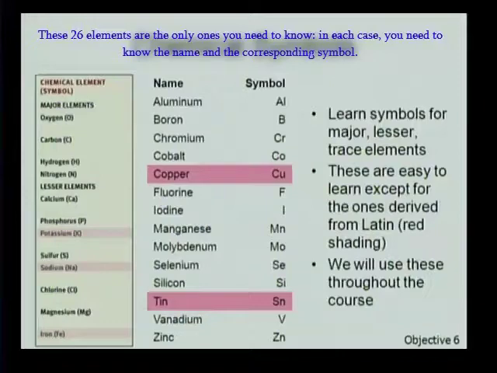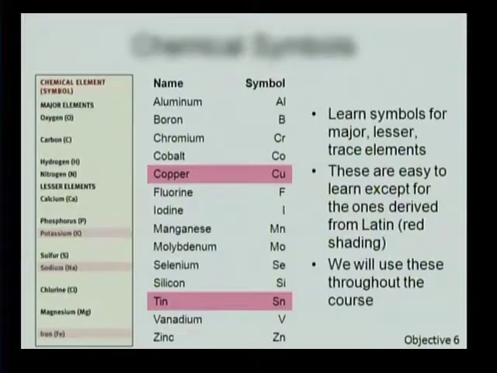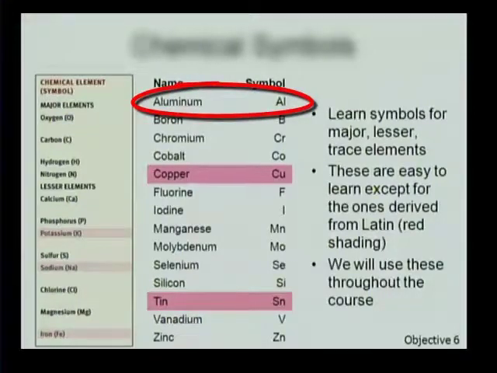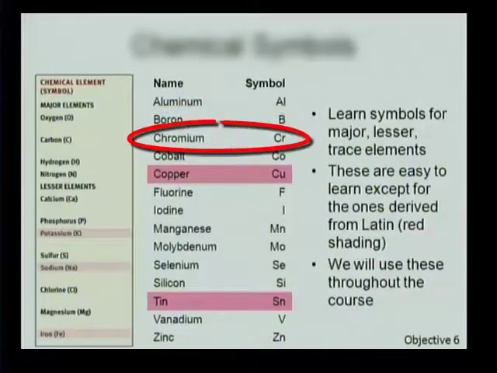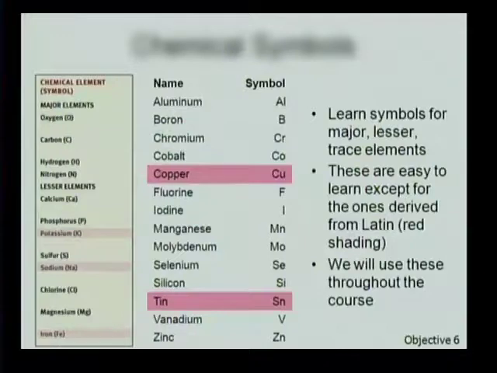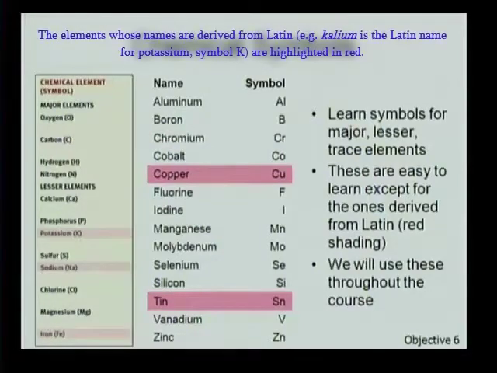The easy ones to learn are the ones that are just derived from the English names. For example, just to take the first one, aluminum, or as the British would say, aluminium. The first two letters of aluminum are Al, so the symbol for aluminum is Al. That's a pretty easy one. The first letter of boron is B, so the symbol is B. Chromium, we don't use the first two letters, we use the first and the third letter, but still these are letters that appear in the name of the element, and so it's easy to learn the symbol.